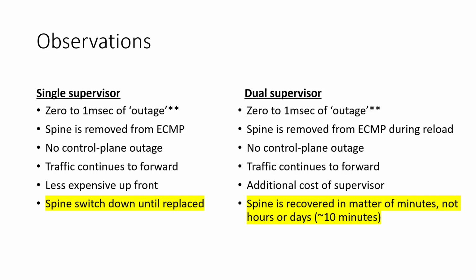The difference is, single supervisor is less expensive up front. Dual supervisor does have the additional cost of a supervisor. So there is that difference. The biggest difference in my opinion here is that in a single supervisor scenario, a spine switch is down until it's replaced. In a dual supervisor environment, the spine is recovered in a matter of minutes, not days or hours, depending on what type of support contract you chose to purchase for your modular spines in ACI. It's just 10 minutes. It comes back up, you can continue operating. This is going to depend largely on your environment.